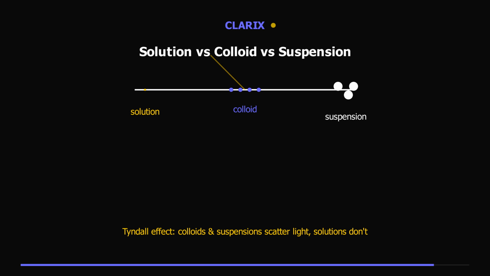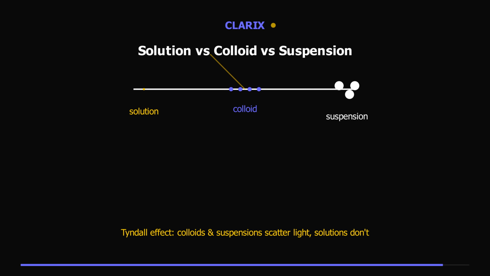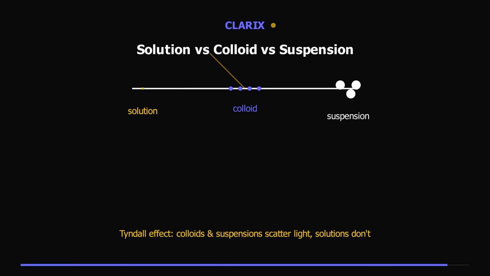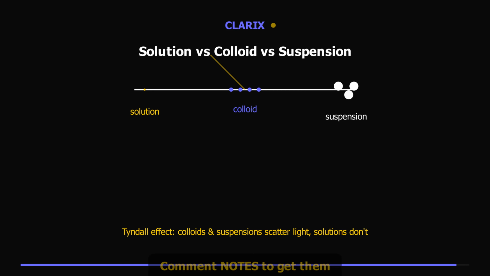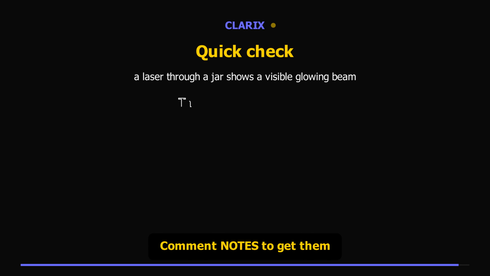They don't settle like a suspension would, yet they do scatter light unlike a true solution. So if you shine a laser through a mixture and see a visible glowing beam path, that alone tells you it can't be a true solution. It's a colloid or a suspension because a real solution's particles are far too small to scatter that light at all. Quick check, the question's on screen.